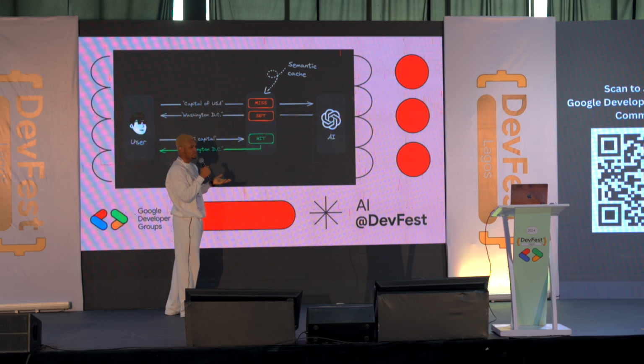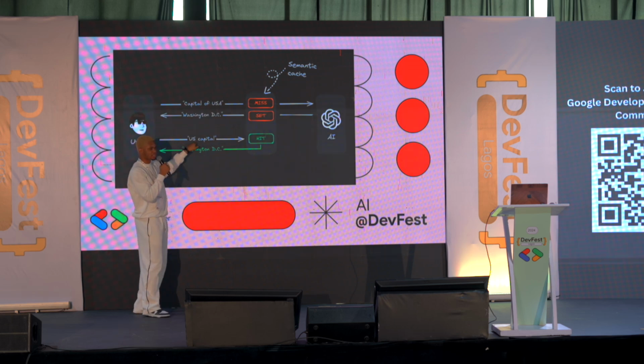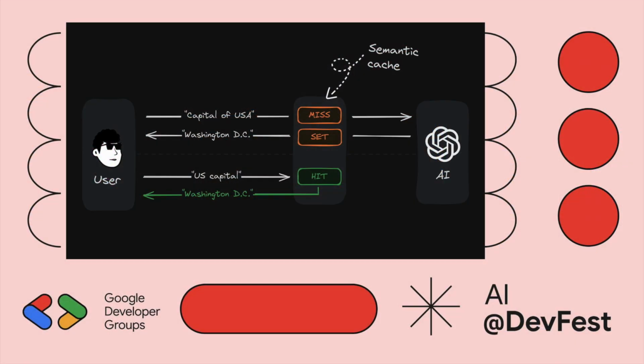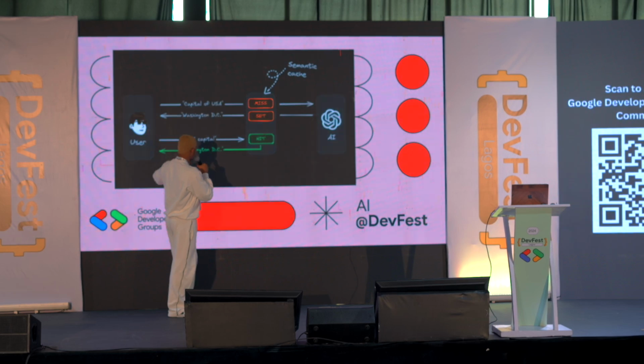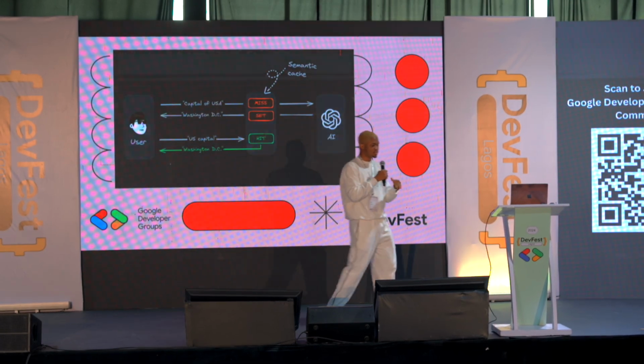You actually don't care what happens. You just want to see Washington DC, right? So now you come again to ask, US capital. It checks your semantic cache first. It finds a hit, because US capital and capital of USA are very similar questions, right? So from here, it just takes it back and gives you the response. That's the entire flow of what I'll be showcasing to you now in code.